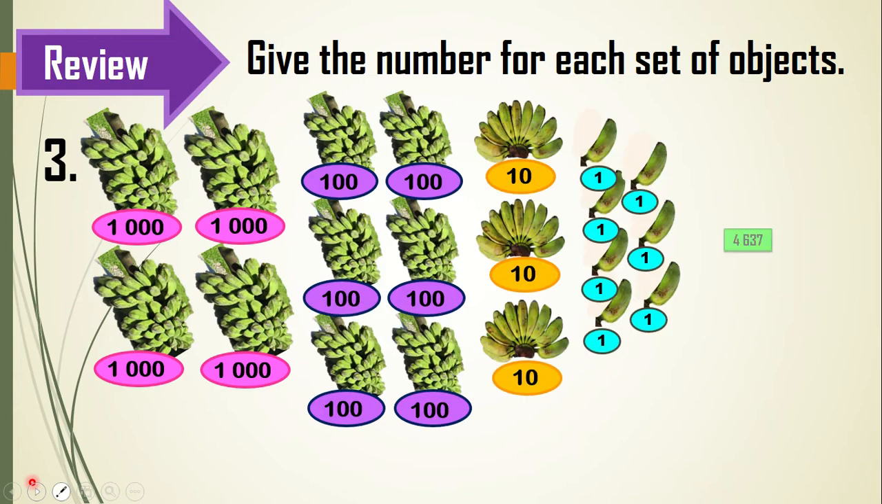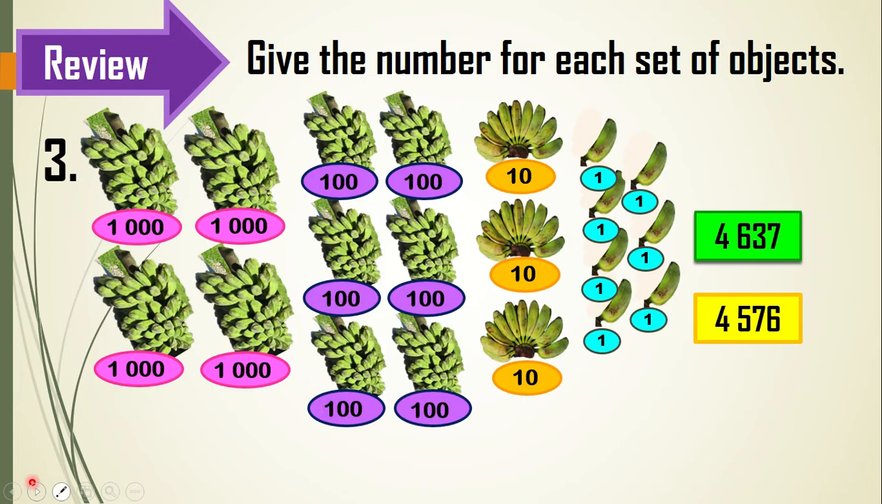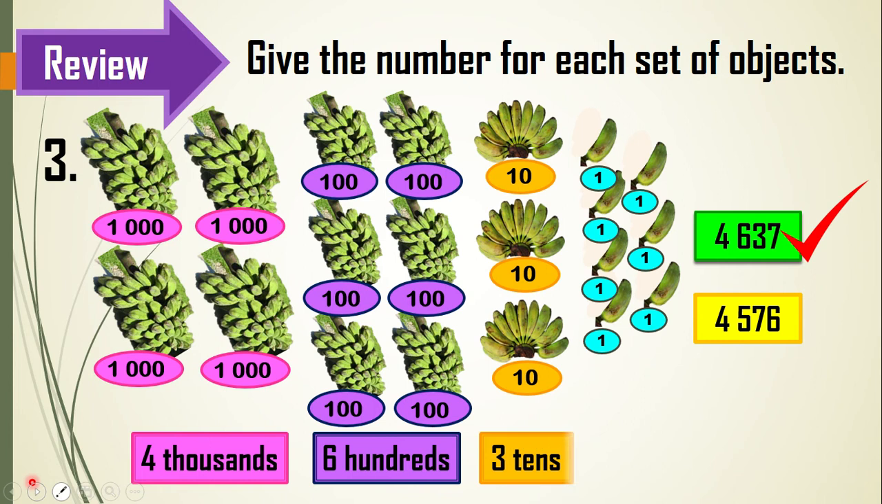Number 3. Look closely at the number disc for the set of bananas. Count them well. What number is shown by the set of bananas? Is it 4637 or 4576? Very good. The answer is 4637. 4000s, 600s, 3 tens, and 7 ones is 4637.